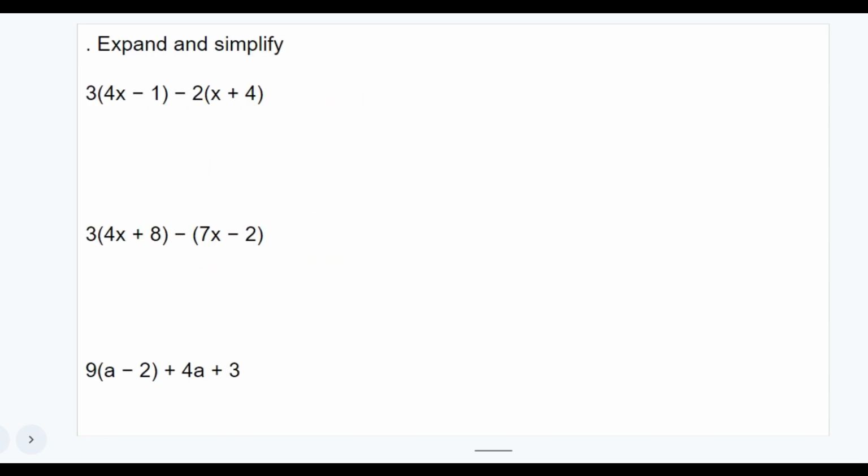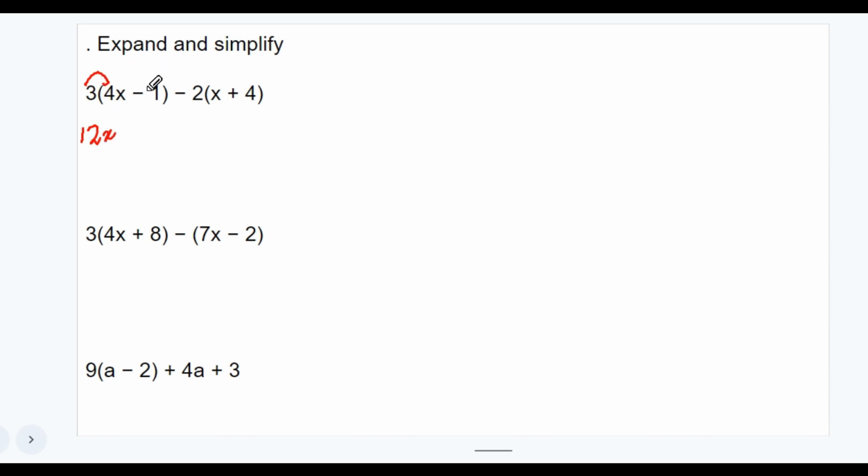Okay, now look at these expressions. Expand and simplify. What we need to do is expand the brackets. The same thing we have to do one by one. That means 3 will be multiplied inside the bracket. So 3 times 4 will give you 12, and this x is multiplying with 12, so it will give you 12x. Okay, so I can directly write over here now 12x. 3 times 4 is 12 and x will remain as it is.